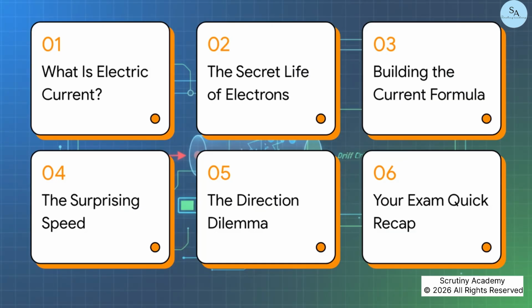So, how are we going to unravel this mystery? Well, here's our game plan. We're going to start with the absolute basics. What even is current? Then we'll take a little journey, a microscopic one, inside a wire. After that, we're going to build a really powerful formula from the ground up. And finally, we'll pull it all together with a super fast recap to make sure you absolutely nail your exams.